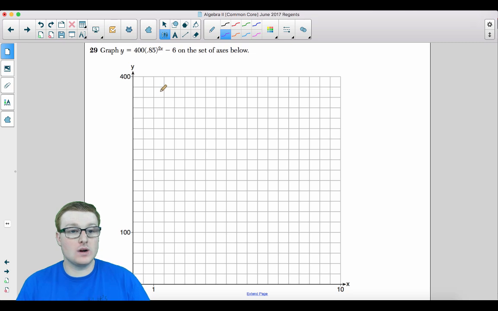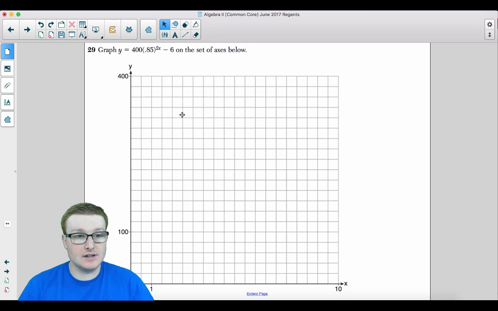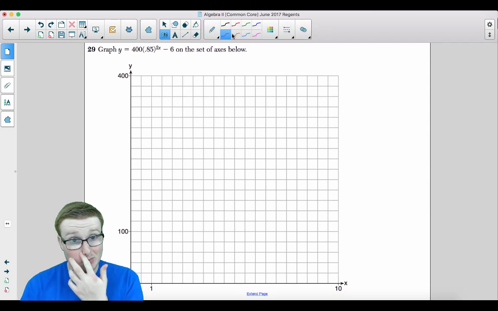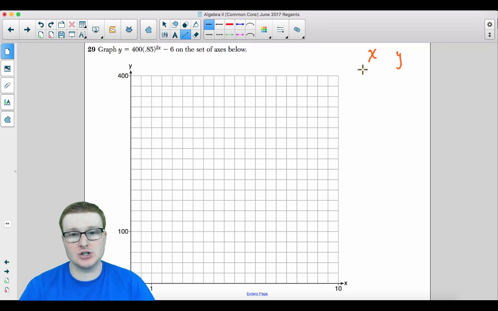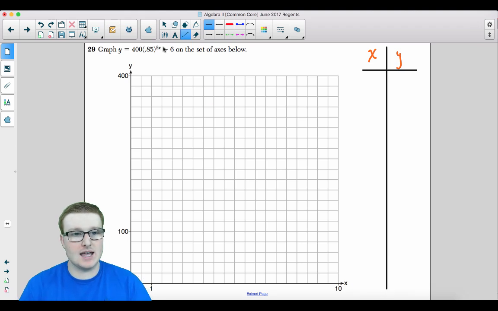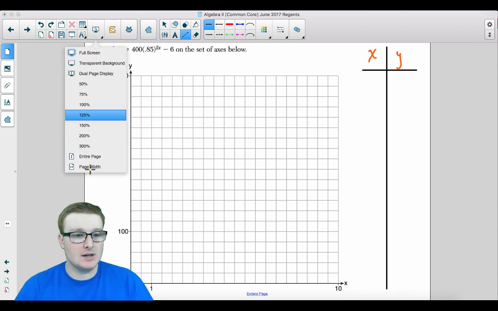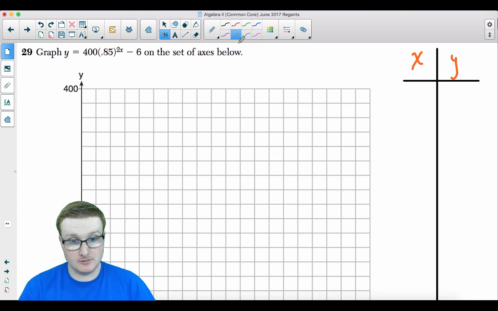Graph y equals 40 times 0.85 raised to the 2x minus 6 on the set of axes below. This, folks, is a very simple question. You take the 2 points and you run with it. That's all they're asking you to do, is graph it. They want to know how well can you type a function into your graphing calculator, because I have to admit that they do give you kind of a complicated thing to type into your calculator, but it's not awfully terrible.